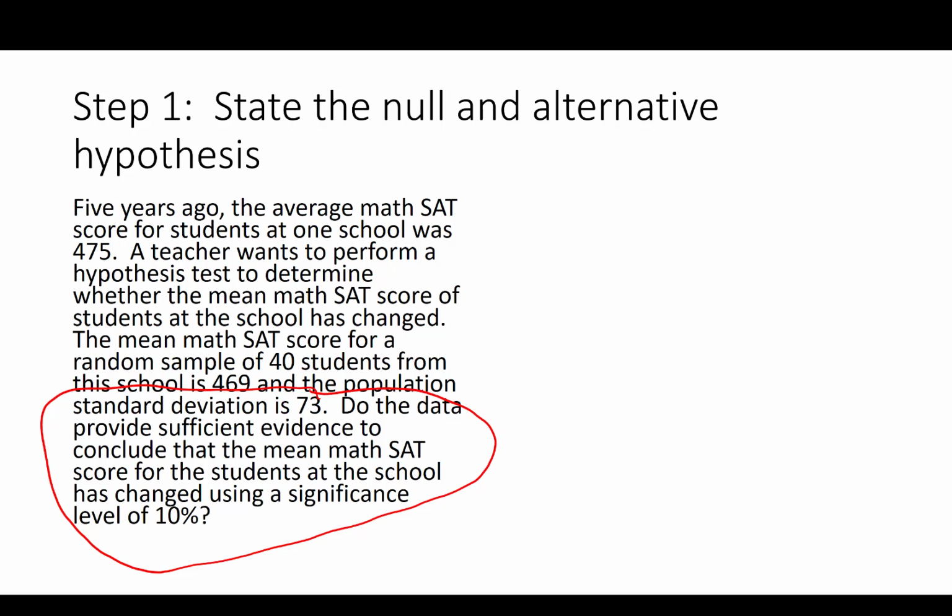hypothesis. So our alternative hypothesis, again, if you want to pause the video, please feel free to pause and state what you think is the null and the alternative hypothesis. The alternative hypothesis is mu does not equal 475, and the null hypothesis is mu equals 475.